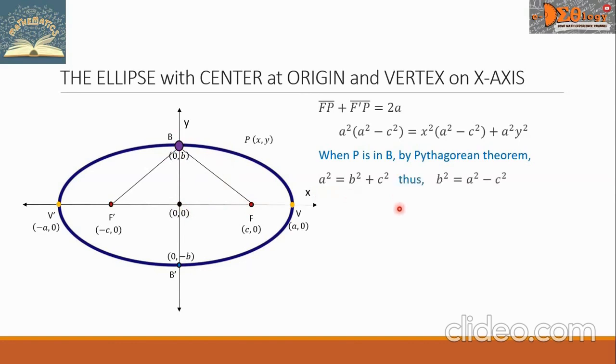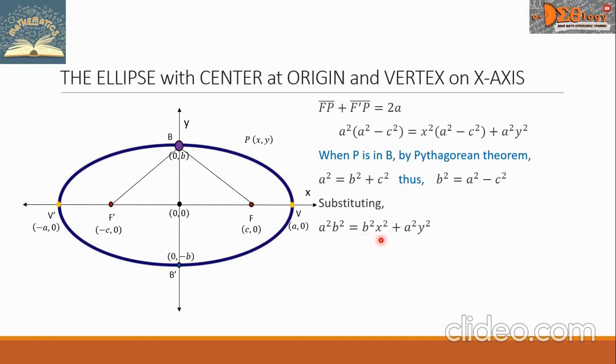Thus, we can manipulate this to be A square minus C square. This A square minus C square that we can see here and here is equal to B square. So by substituting this value, we have now A square times B square equals X square times B square plus A square Y square. Let us simply interchange this B square to X square.